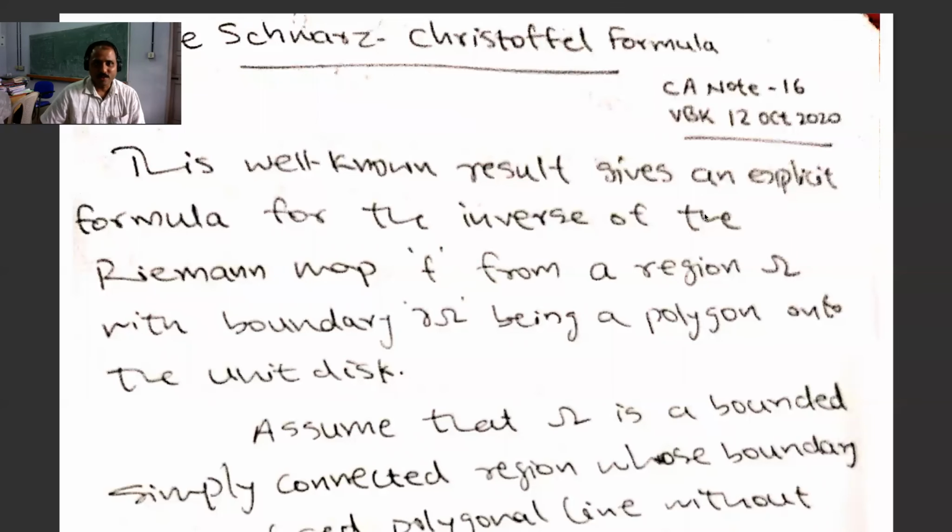Hi. In this video, we will talk about the Schwarz-Christoffel formula. We have already seen the Riemann map, which gives you a conformal mapping of any simply connected domain, which is not the whole complex plane, onto the open unit disk. And we have also seen how to extend this conformal mapping to the boundary of the region.